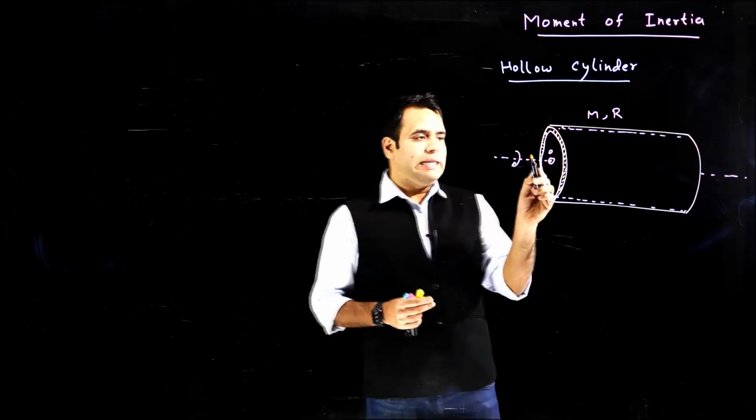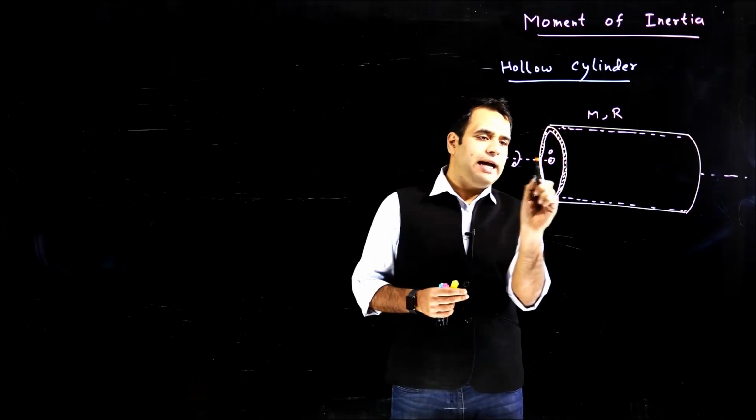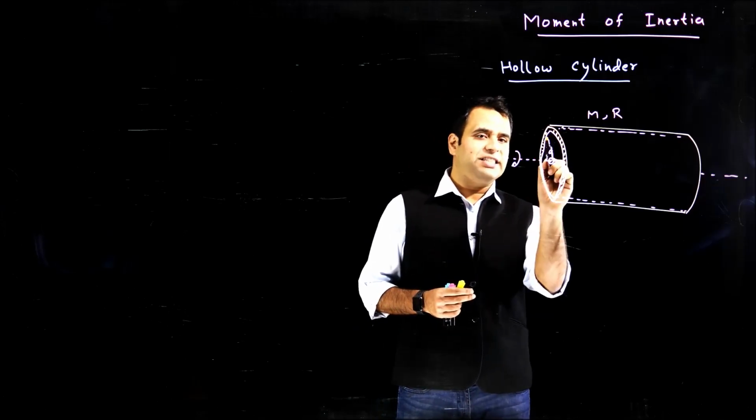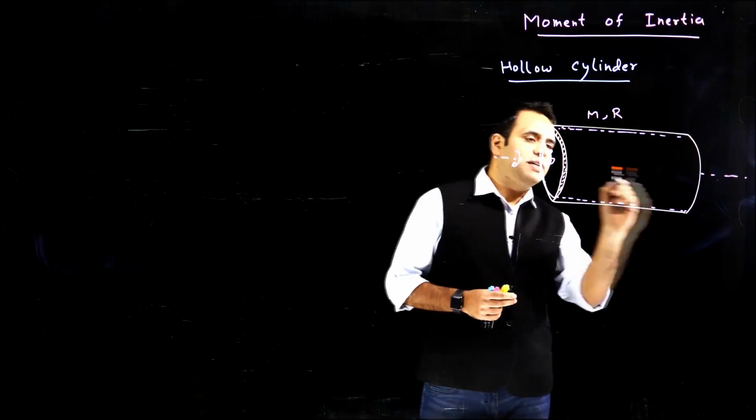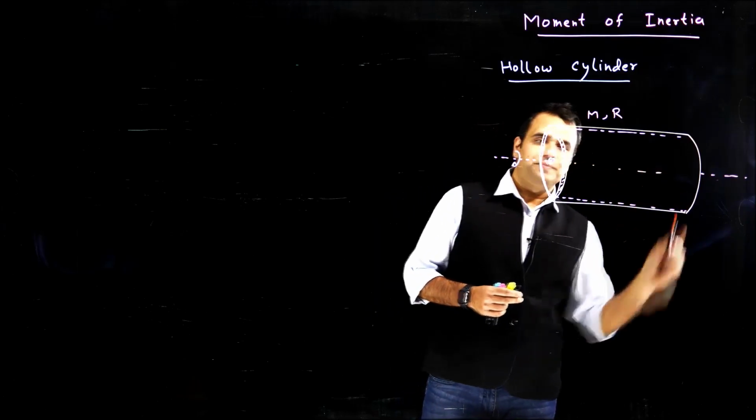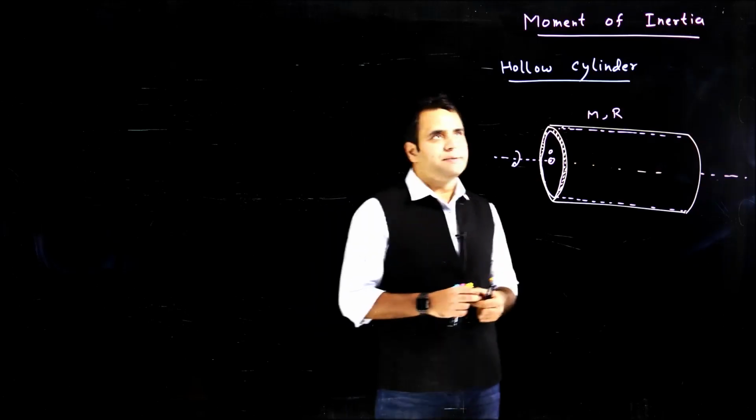So we want to calculate the moment of inertia of the hollow cylinder about the axis which is perpendicular to the cross section area and passing through the center of mass. It will be passing through here. Okay, we want to calculate this.